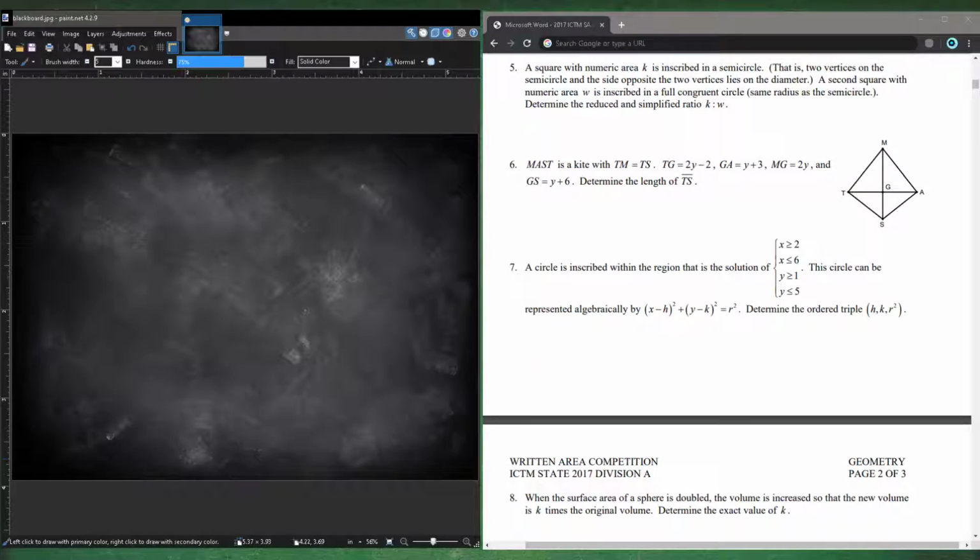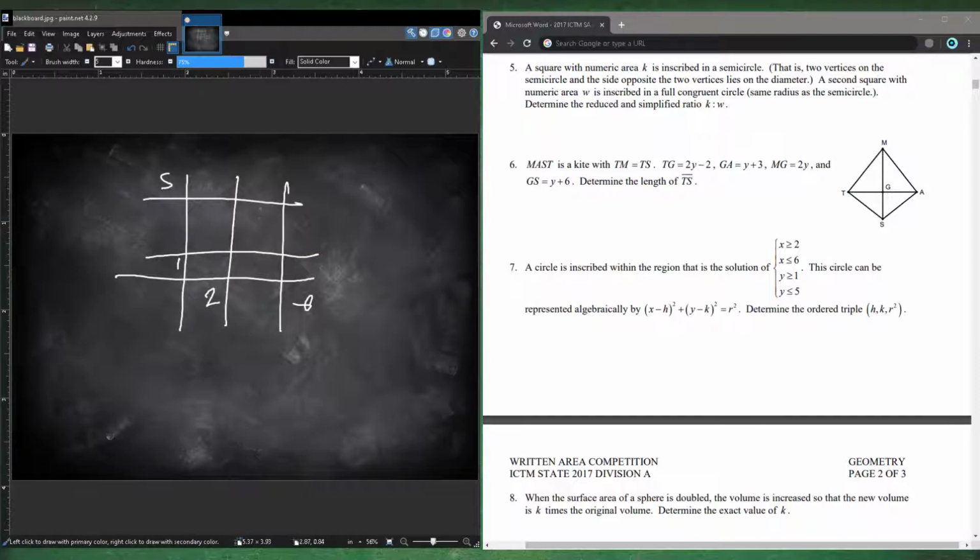Number 7. A circle is inscribed within a region that is the solution of x is greater than 2, less than 6, y is greater than 1, and less than 5. Okay, so let's kind of draw a picture. So this is 2, this is 6, this is 1, and that is 5. So our circle is like somewhere right here.